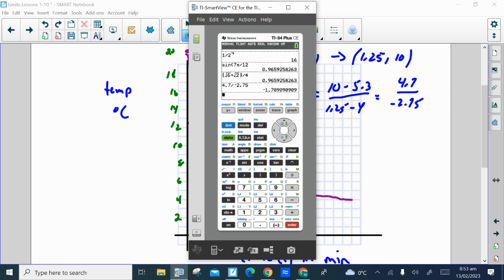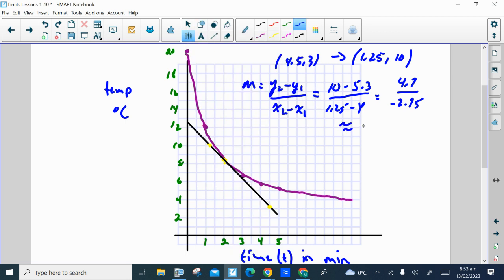So it's approximately negative 1.7 degrees per minute. Approximately. And again, this is just an estimate. We don't have an equation, so we can't calculate the instantaneous rate of change. It's just an estimate. Okay?